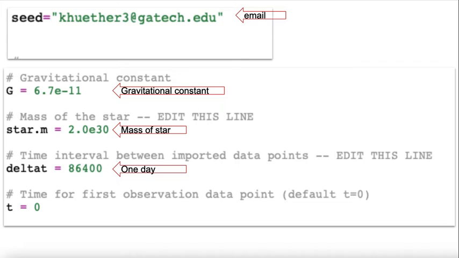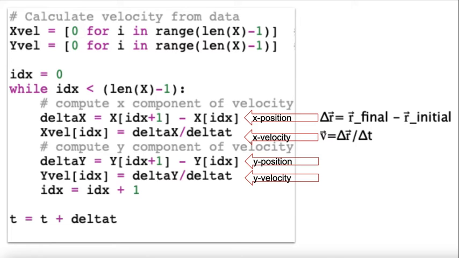First, we're going to define our gravitational constant, which we know as 6.7 times 10 to the negative 11th, and we want to state the mass of our star, which is given as 2 times 10 to the 30th kilograms, and our change in time, which is 86,400 seconds, or 1 day.